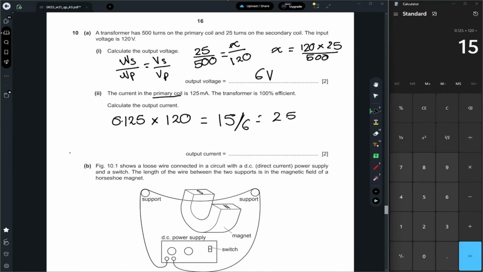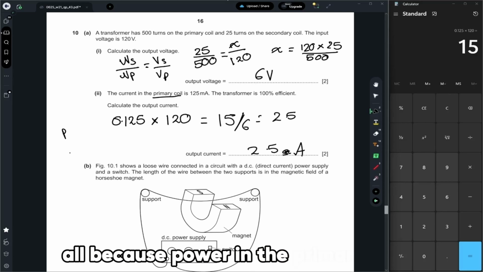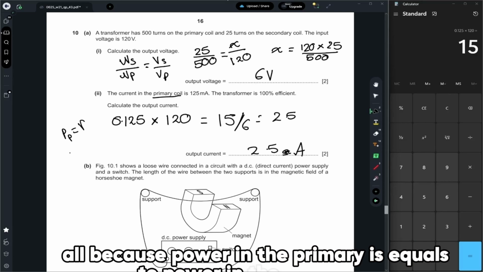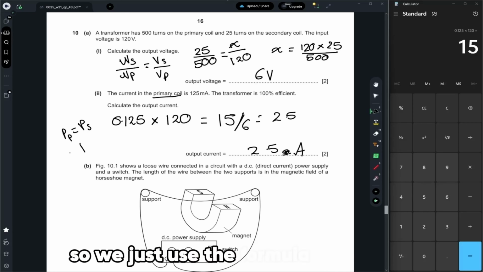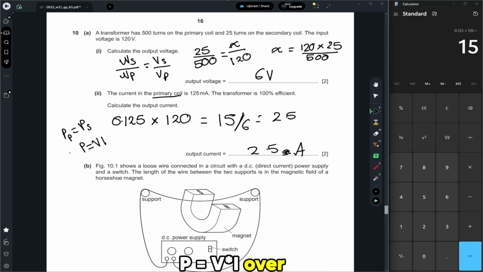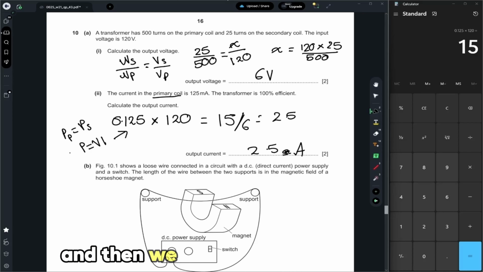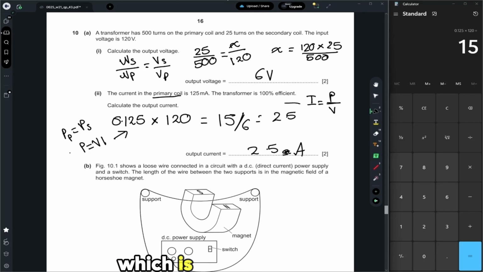volts. Sorry, 2.5 amperes. And the reason we did all this is because power in the primary is equal to power in the secondary if it is 100% efficient. So we just use the formula P is equal to VI over here, and then we use the formula I is equal to P over V, which is being done over here.